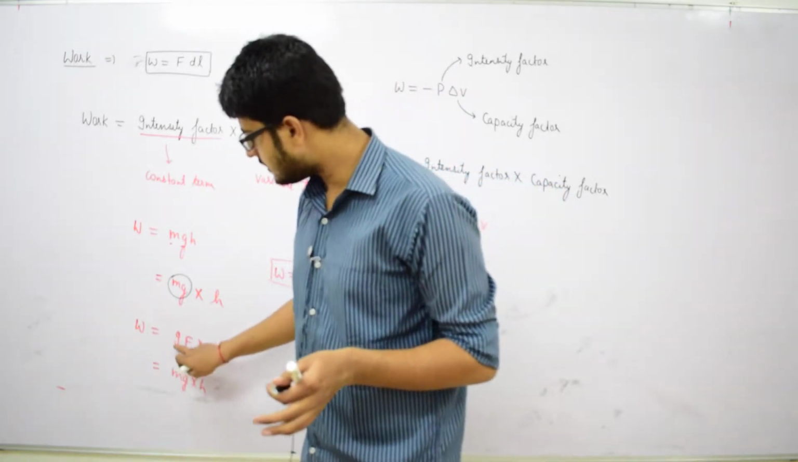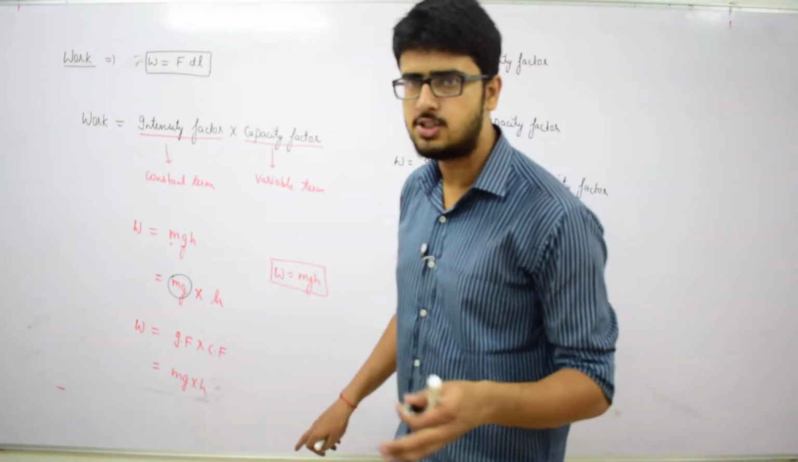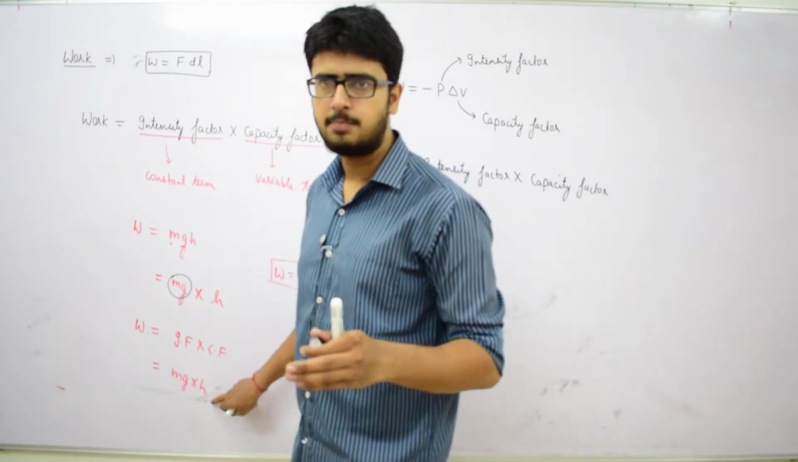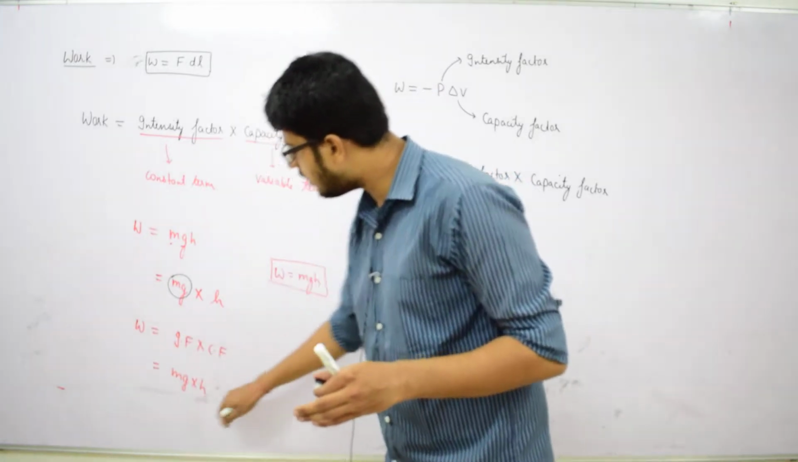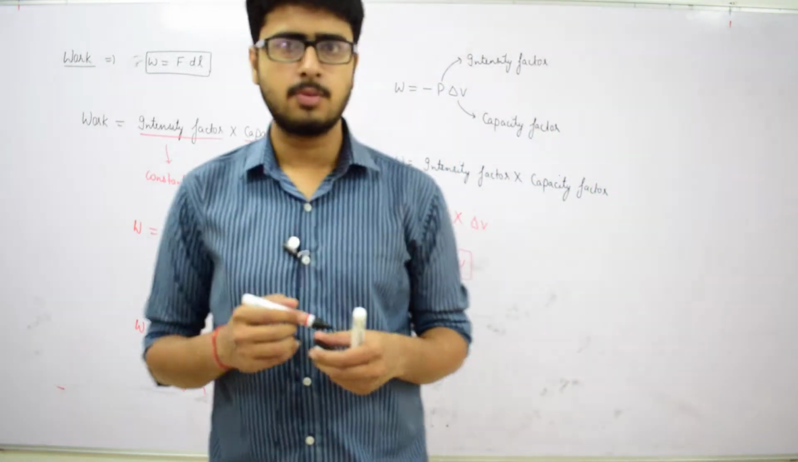So, in this case, the intensity factor is mg, that is mass and acceleration due to gravity g, and the capacity factor is h, height. So, the net work done obtained in this case is equal to mgh.